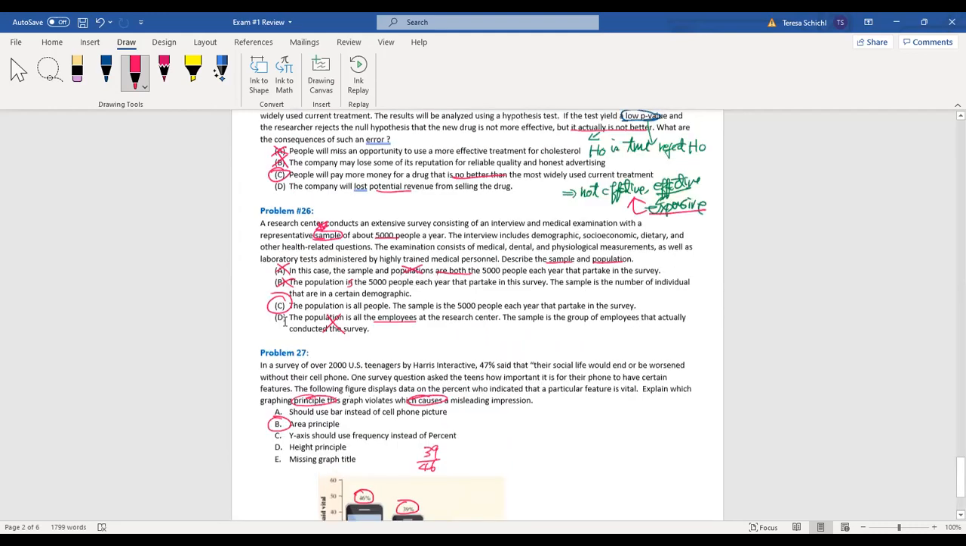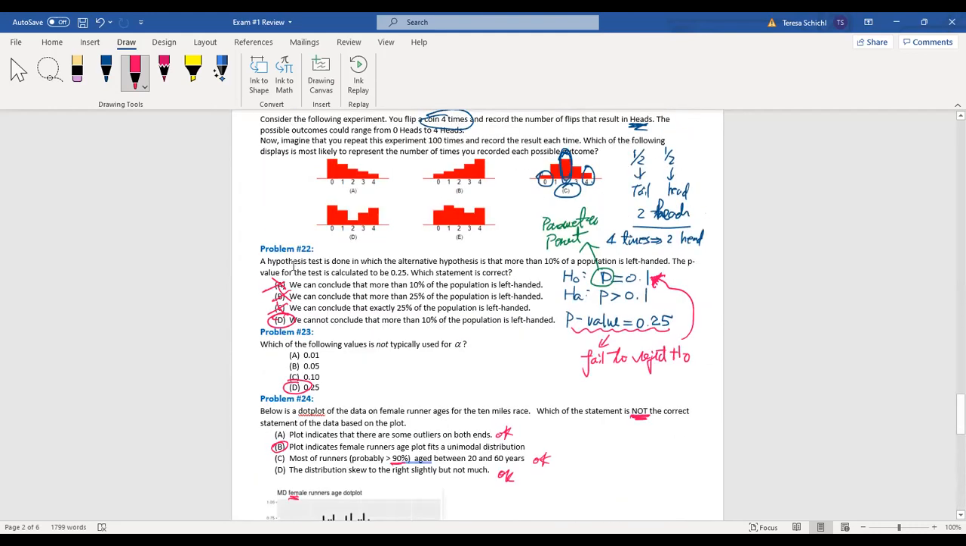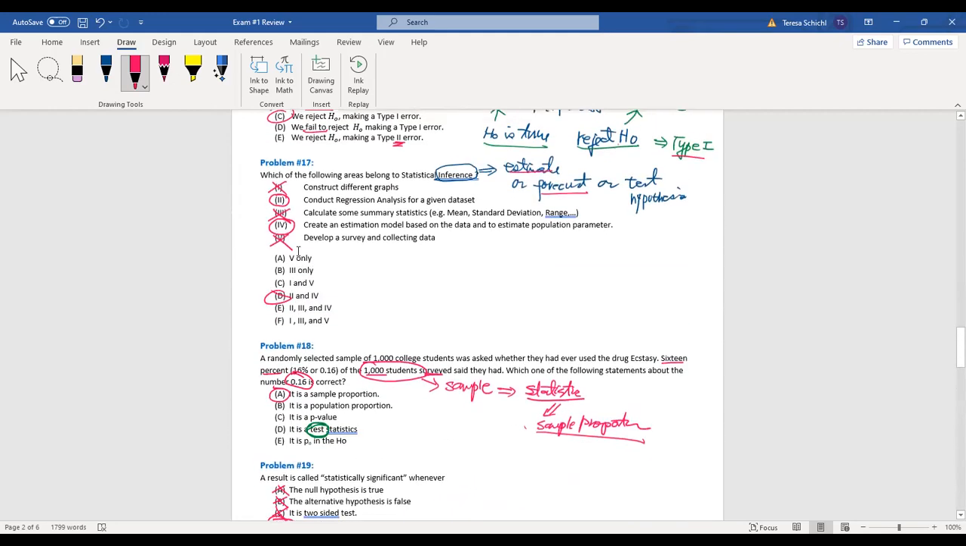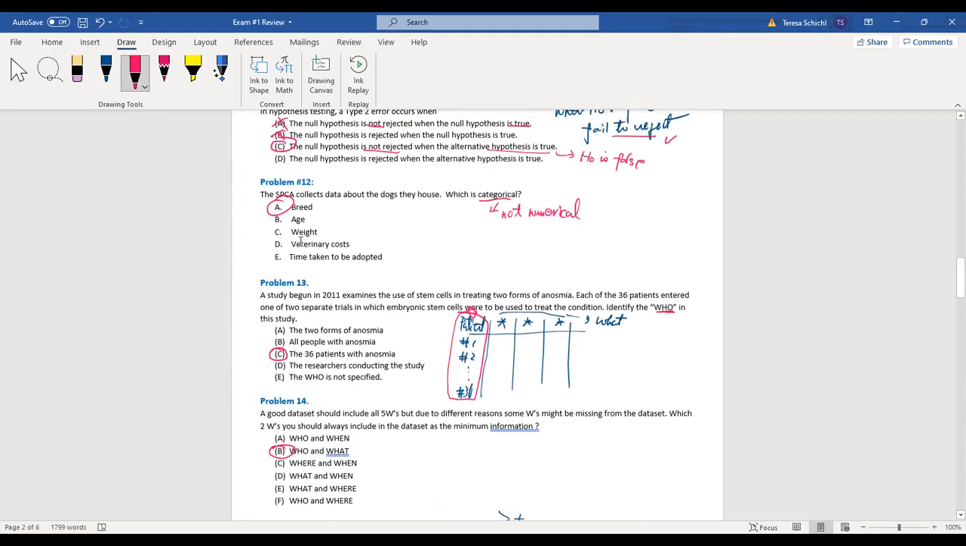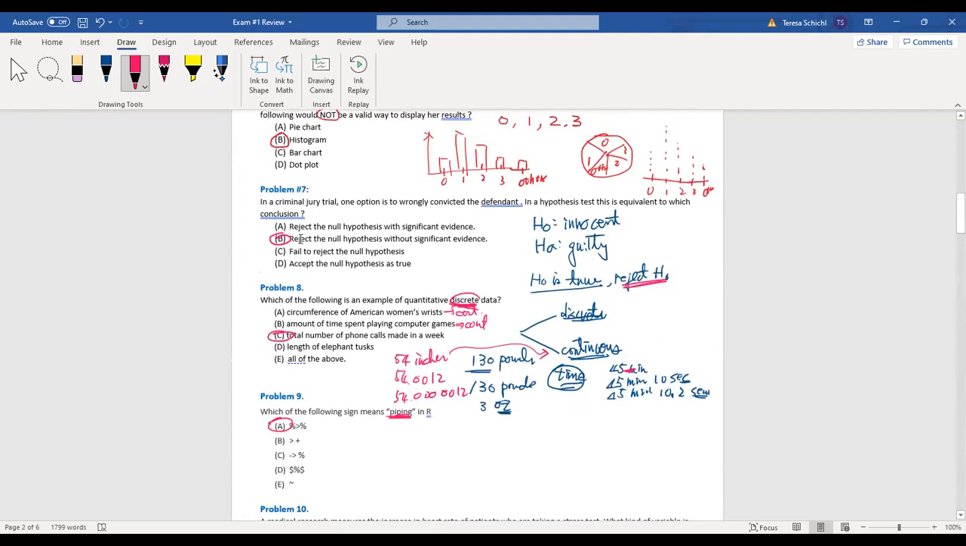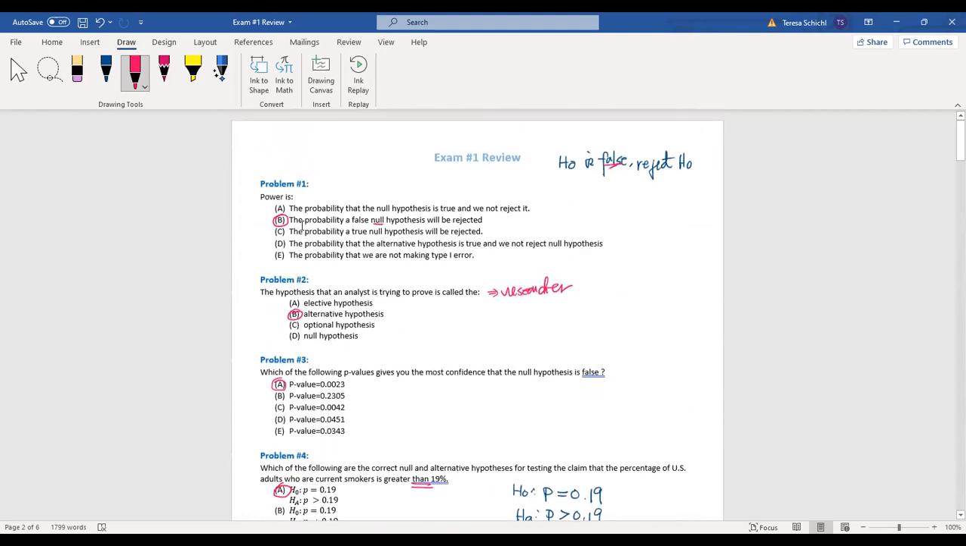Okay, that's it. We covered the majority of the problems, and similar types of problems will be covered in exam number 1. Good luck when you take the exam.